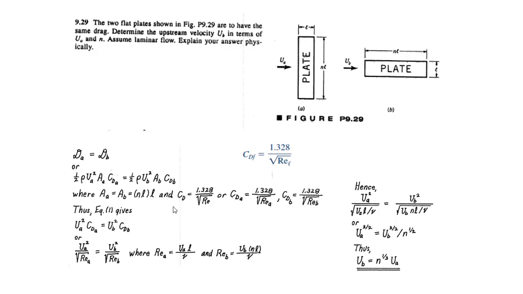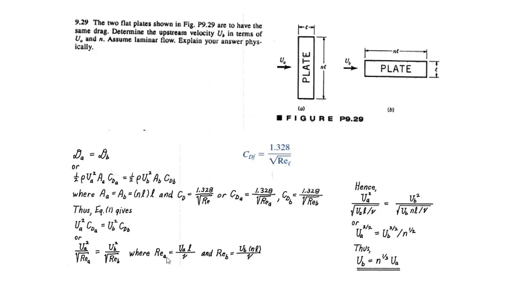Now अगर आप इन दोनों को बराबर ले लेते हैं, because half rho and area will be cancelled from both sides because areas are similar, velocities you need to find them, and the densities of both these two flows are similar. So हमारे पास बचता सिर्फ ये है, UA squared CDA equals UB squared CDB, where CDA equals 1.328 upon square root of Reynolds number for the first case and CDB upon Reynolds number for the second case. इसमें 1.328 भी cancel हो गया from both sides.